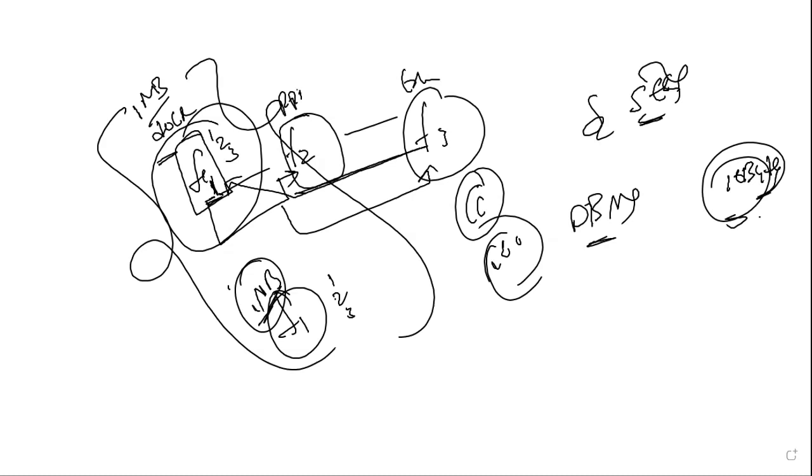In DBMS, data gets stored in a file system. But as we come to RDBMS, the data will be stored in tabular format.